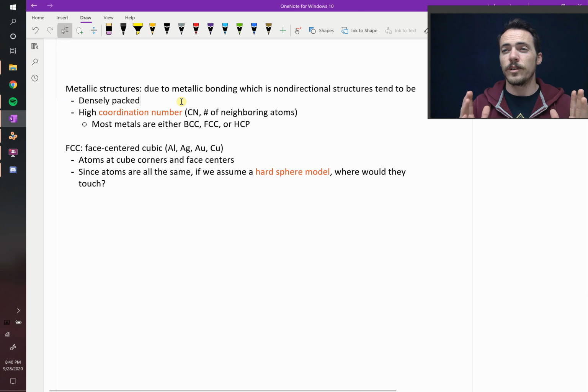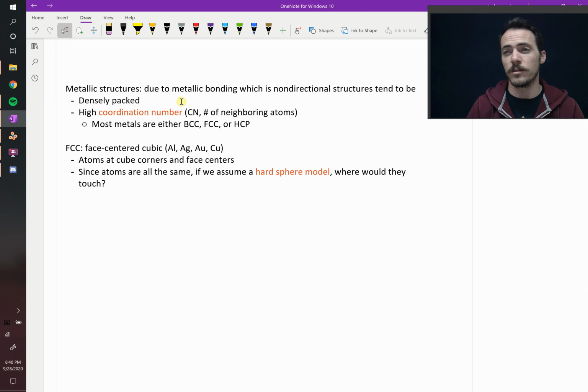There are lots of different crystal structures, and some of them get pretty gnarly. Let's instead start with a really simple one, and those are the metallic crystal structures. And there's three important ones that we're going to learn about. There's BCC, that's body-centered cubic, FCC, face-centered cubic, and HCP, hexagonal close-packed. Let's start with FCC first.